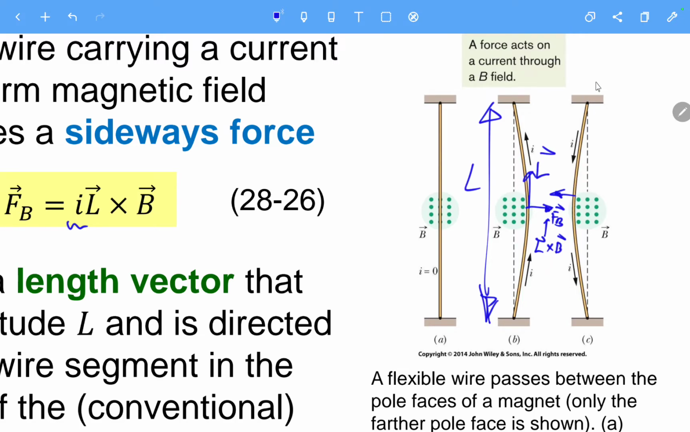And for figure C, I is pointing downward, which means L is pointing downward also. So L is pointing downward, and then cross to the B out of the page. Your thumb will point to the left side. So here we have L cross B pointing to the left side, and F_B also points to the left side.